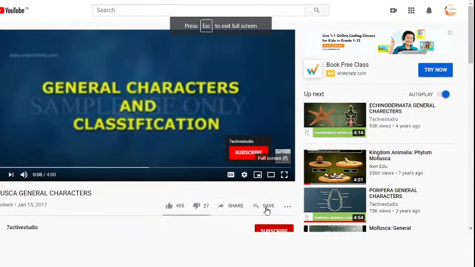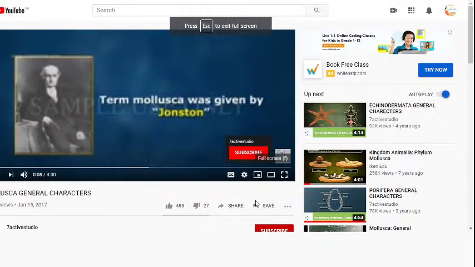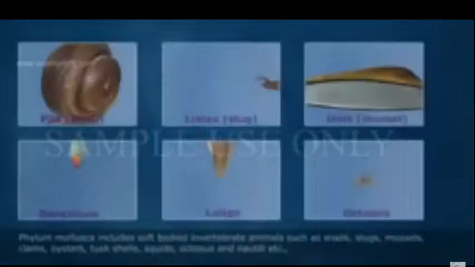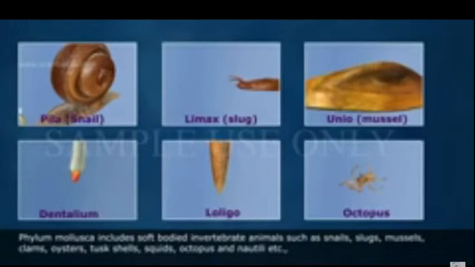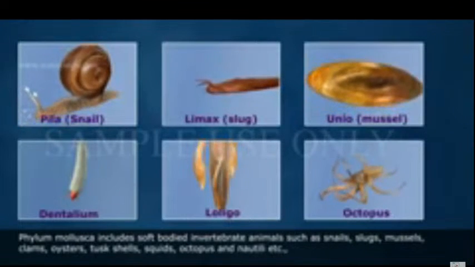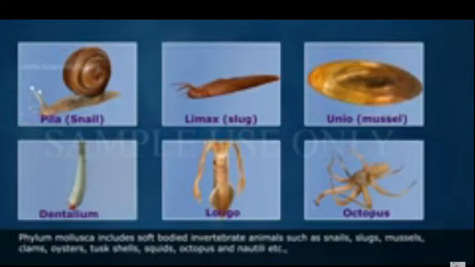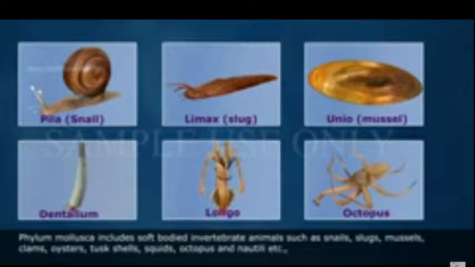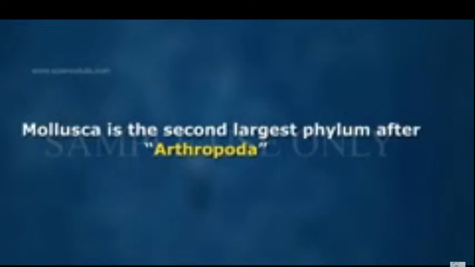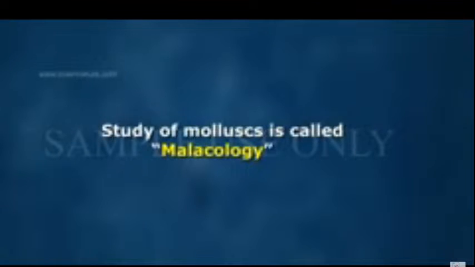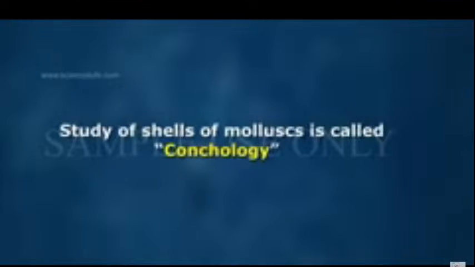Mollusca: general characters and classification. The term mollusca was given by Johnston. Phylum Mollusca includes soft-bodied invertebrate animals such as snails, slugs, mussels, clams, oysters, tusk shells, squids, octopods, and nautili, etc. Mollusca is the second largest phylum after Arthropoda. Study of mollusks is called malacology. Study of shells of mollusks is called conchology.